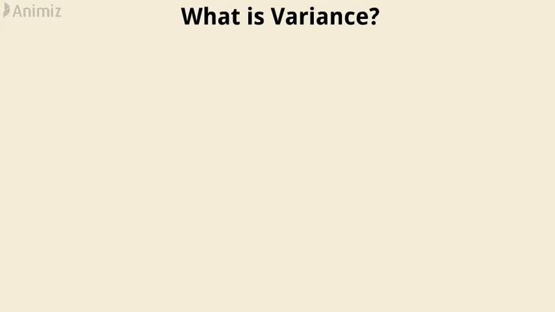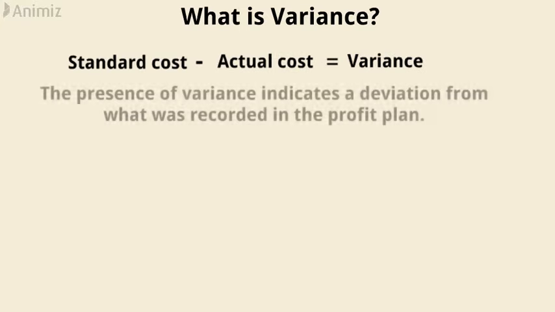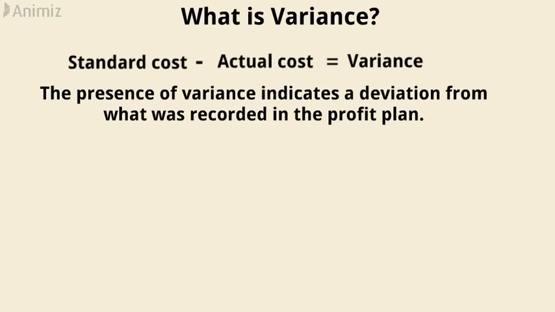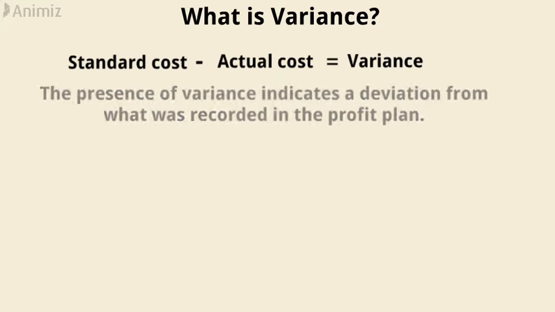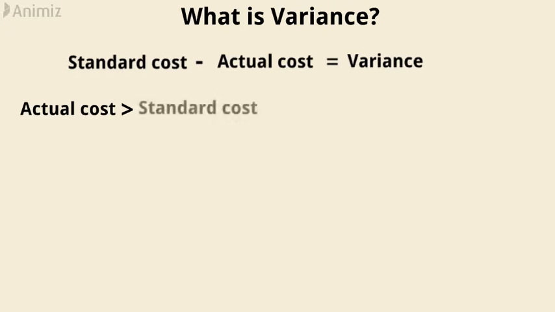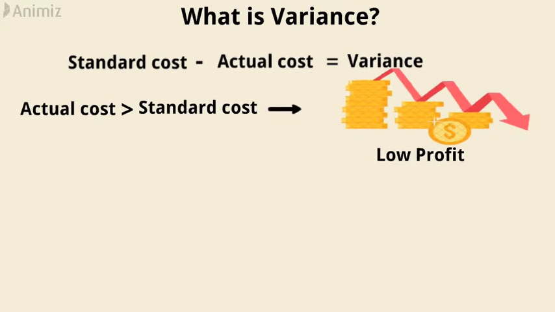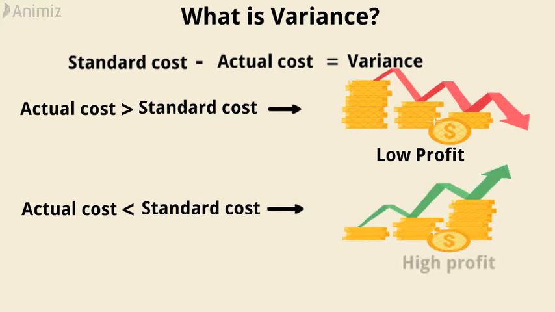What is variance? The difference between the standard cost and actual cost is known as a variance. The presence of variance indicates a deviation from what was recorded in the profit plan. If the actual cost is greater than the standard cost, management can likely anticipate a lower profit than expected. If the actual cost is less than the standard cost, however, management might anticipate a higher profit than they originally planned for.